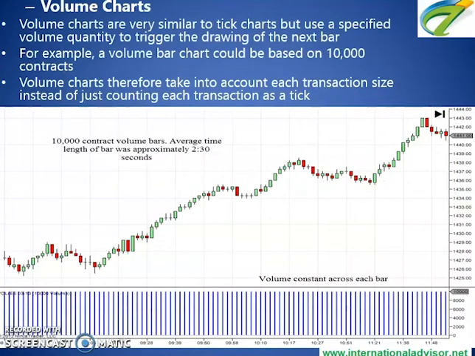Volume chart. Volume charts are very similar to tick charts but use a specific volume quantity to trigger the drawing of the next bar. For example, a volume bar chart could be based on 1,000 or say 10,000 contracts. Volume charts therefore take into account each transaction size instead of just counting each transaction as a tick.